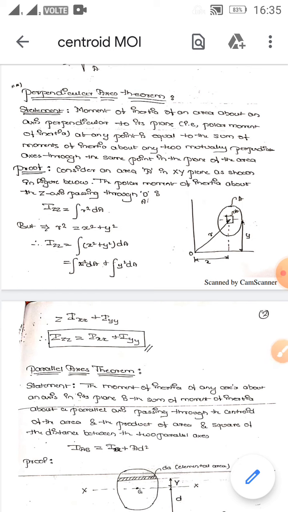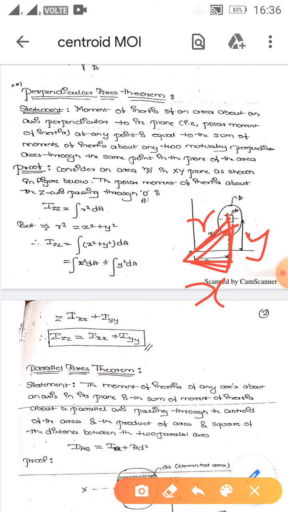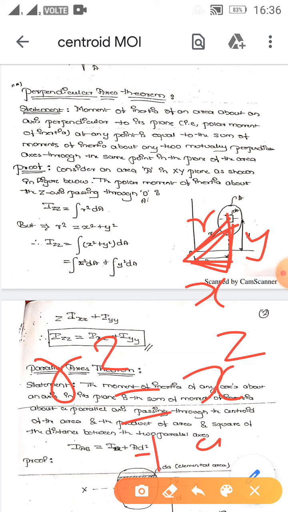But come back over here. With respect to the Pythagoras theorem, for this same element area, the distance along the x direction is x, along the y direction it is y, and in the polar direction it is r. By applying the Pythagoras theorem, we know that r square is equal to x square plus y square.